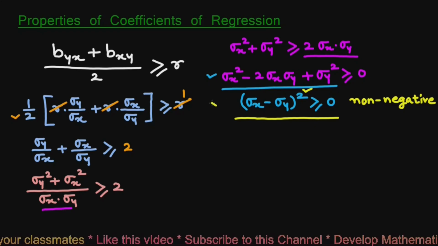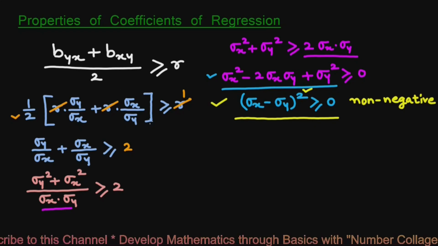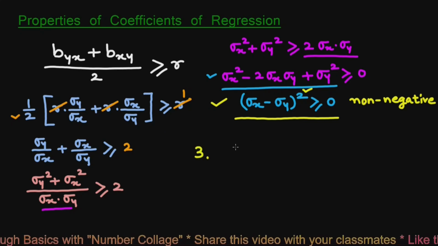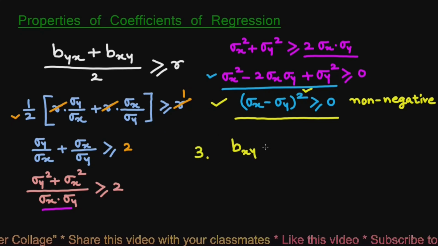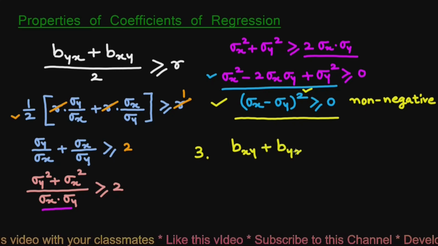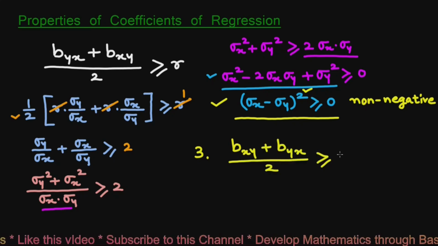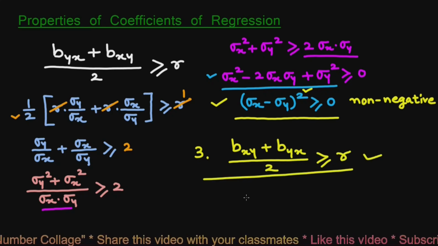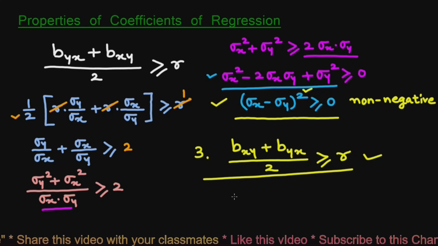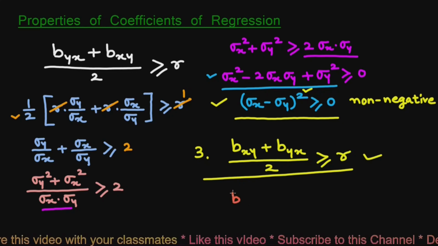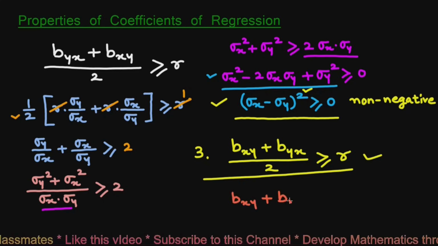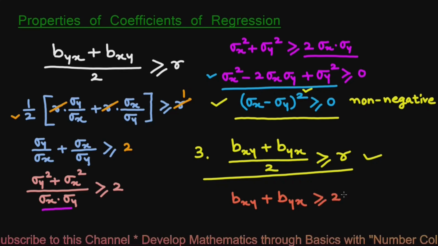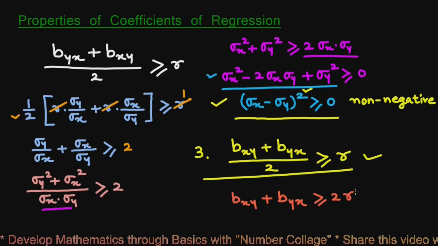Since this last statement is true, it goes to prove our third property: arithmetic mean of coefficients of regression bxy and byx is greater than or equal to coefficient of correlation r. This property can also be stated as sum of coefficients of regression bxy and byx is greater than or equal to 2 times coefficient of correlation r.